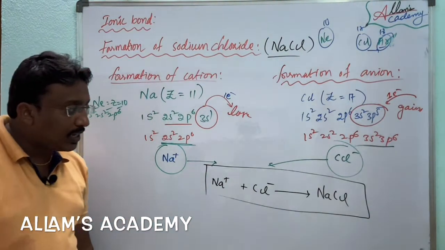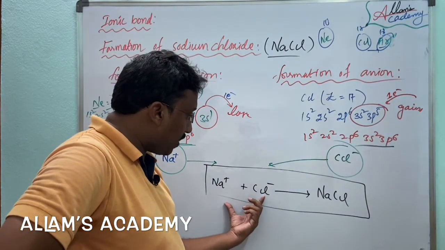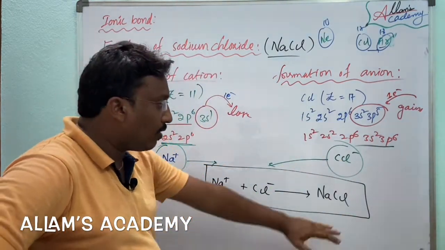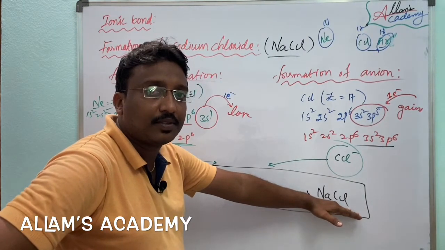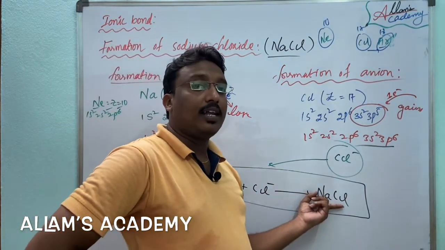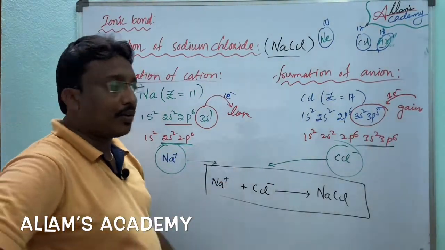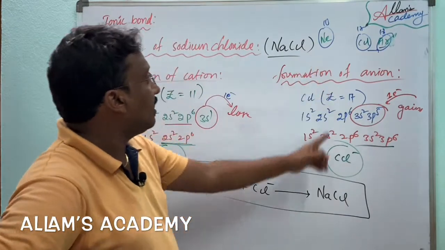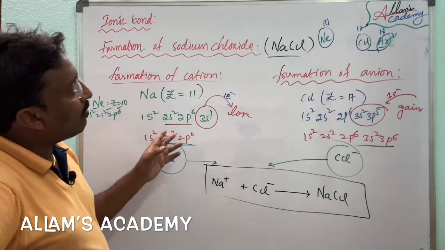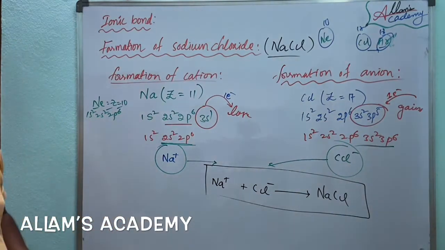Here you have to notice one thing: the positively charged one and the negatively charged one form a neutral compound. Sodium chloride is neutral. So in an ionic bond, we get a neutral compound. Got it? This is the way to get an ionic bond. Here I will give you one more example to get perfection.